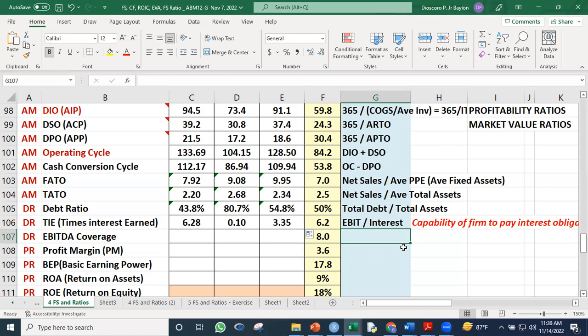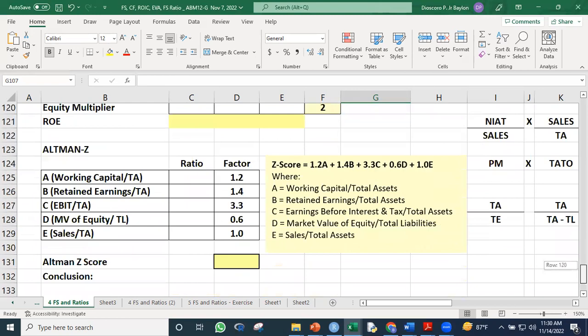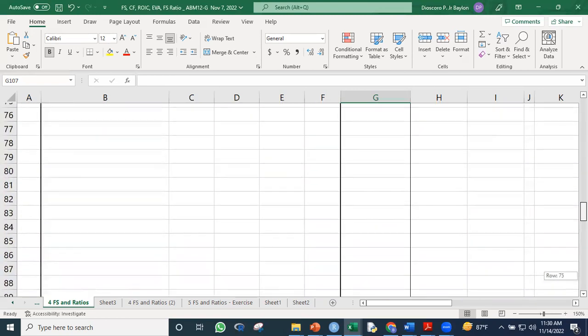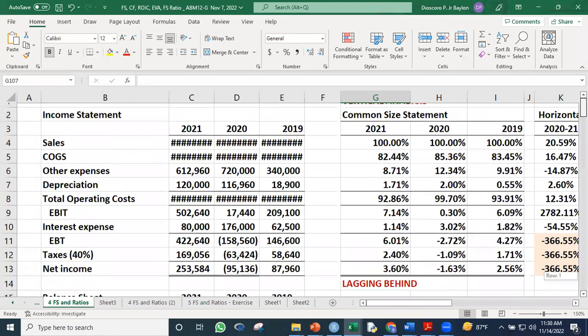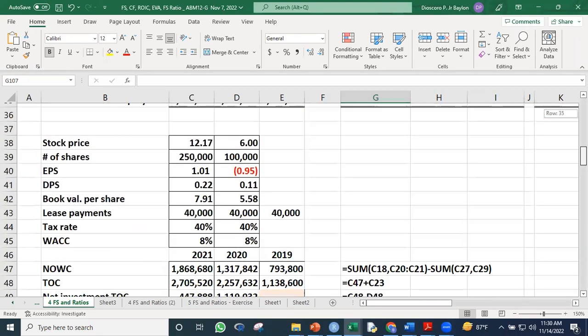Ang ibang fixed payments are lease payments, no? Lease sa rent or some other lease na kailangan bayaran ng company. And we're given here, binigay sa atin yung lease payments ng company. So gagamitin natin yan, no? Asan na yung lease niya? Okay, where is that? May lease payment ito, no? Lease payments, 40,000. So yung lease payment, fixed yan.